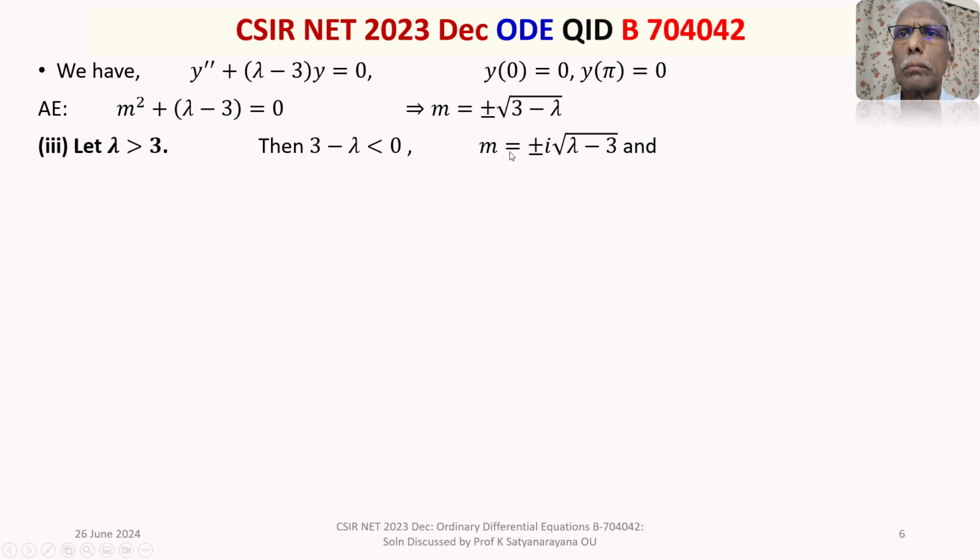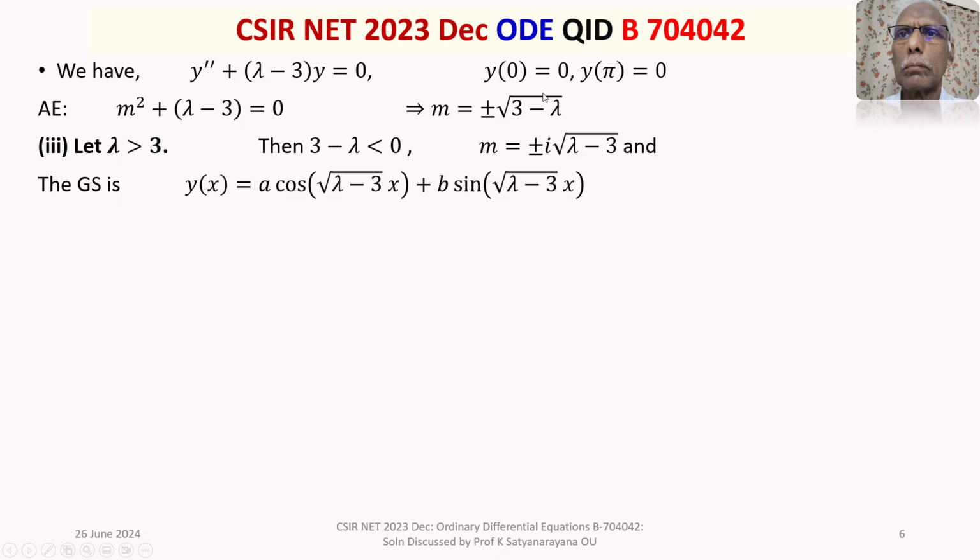So you will get m is equal to plus or minus i into the square root of lambda minus 3. Minus 1 we have taken out, and the square root of minus 1 will be plus or minus i. Right. So thus we got the complex roots, and the general solution of the given differential equation is y of x is equal to a cos of square root of lambda minus 3 into x plus b sine of square root of lambda minus 3 into x.